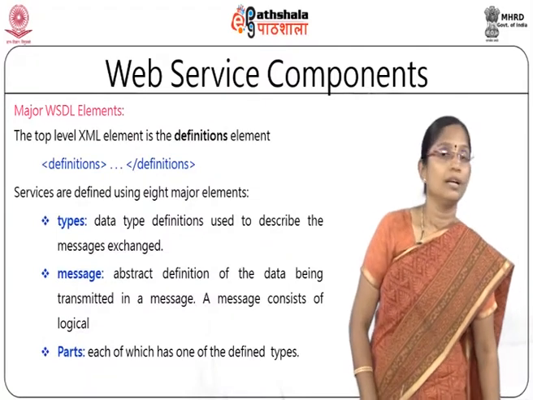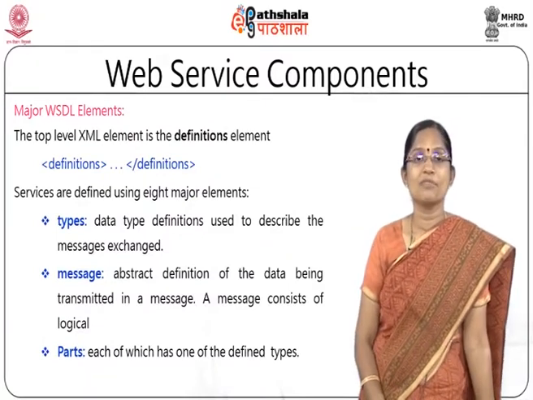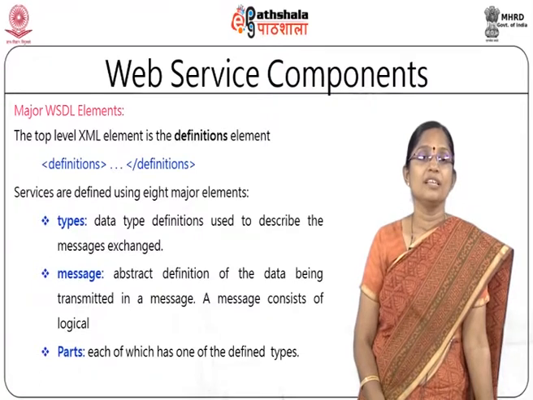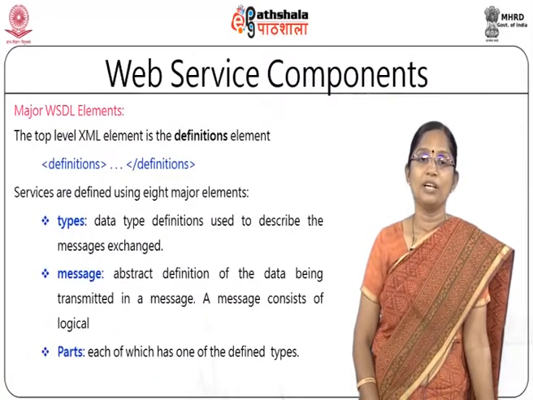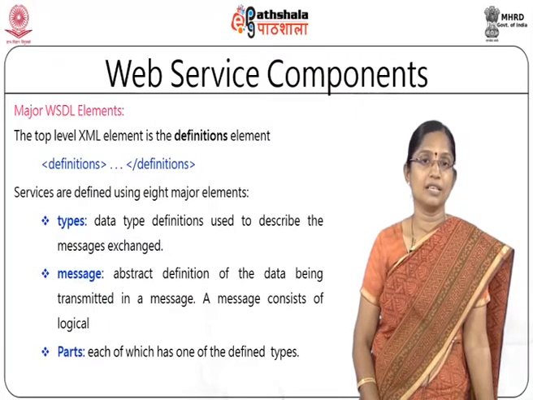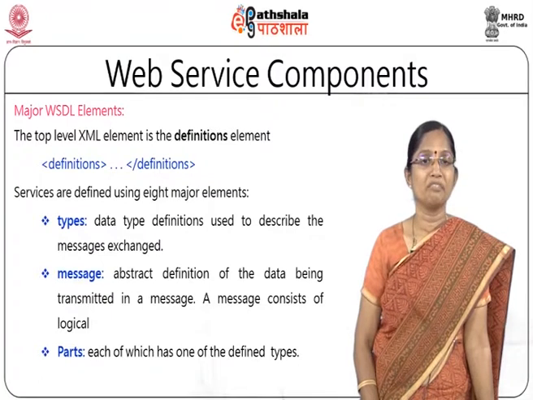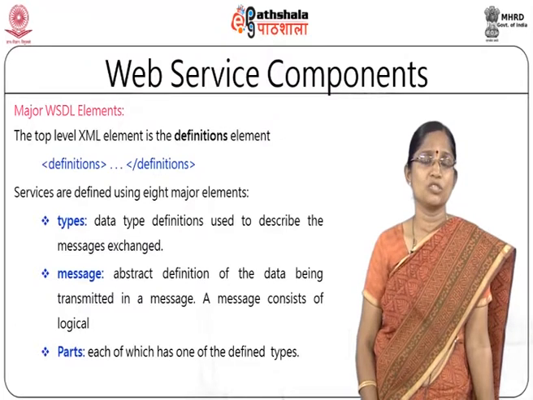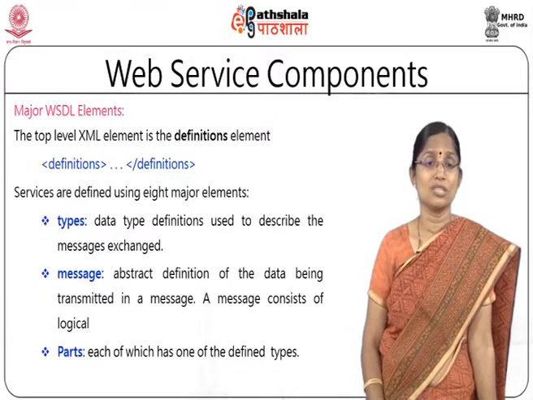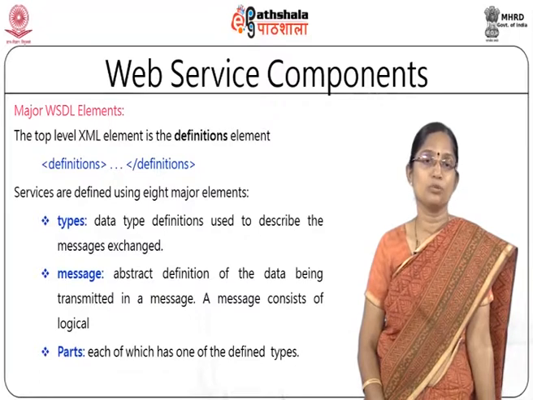Now, let us see about the major WSDL elements. There are 8 WSDL elements. The top level of the WSDL file is going to be the definition. Apart from the definition, we can have 8 elements. The first one is called types. The data type definition here is used to describe the messages exchanged. What sort of messages are exchanged? That data type definition can be used here.